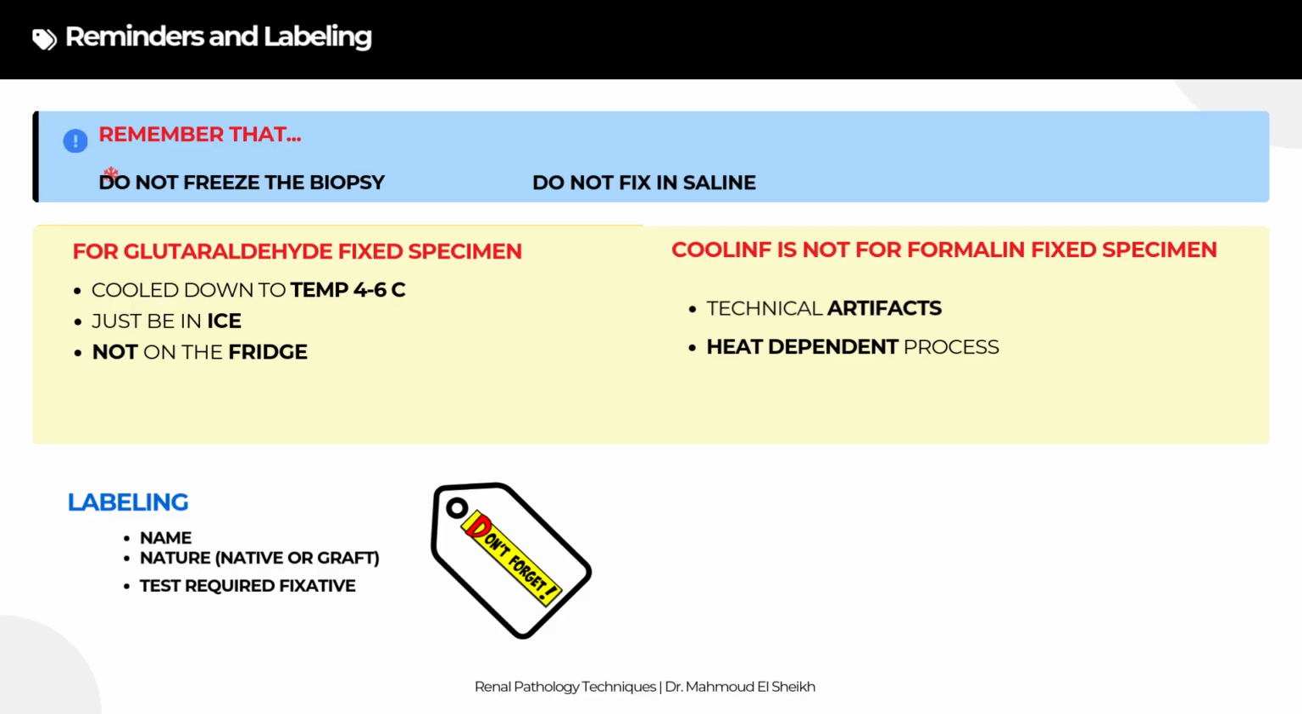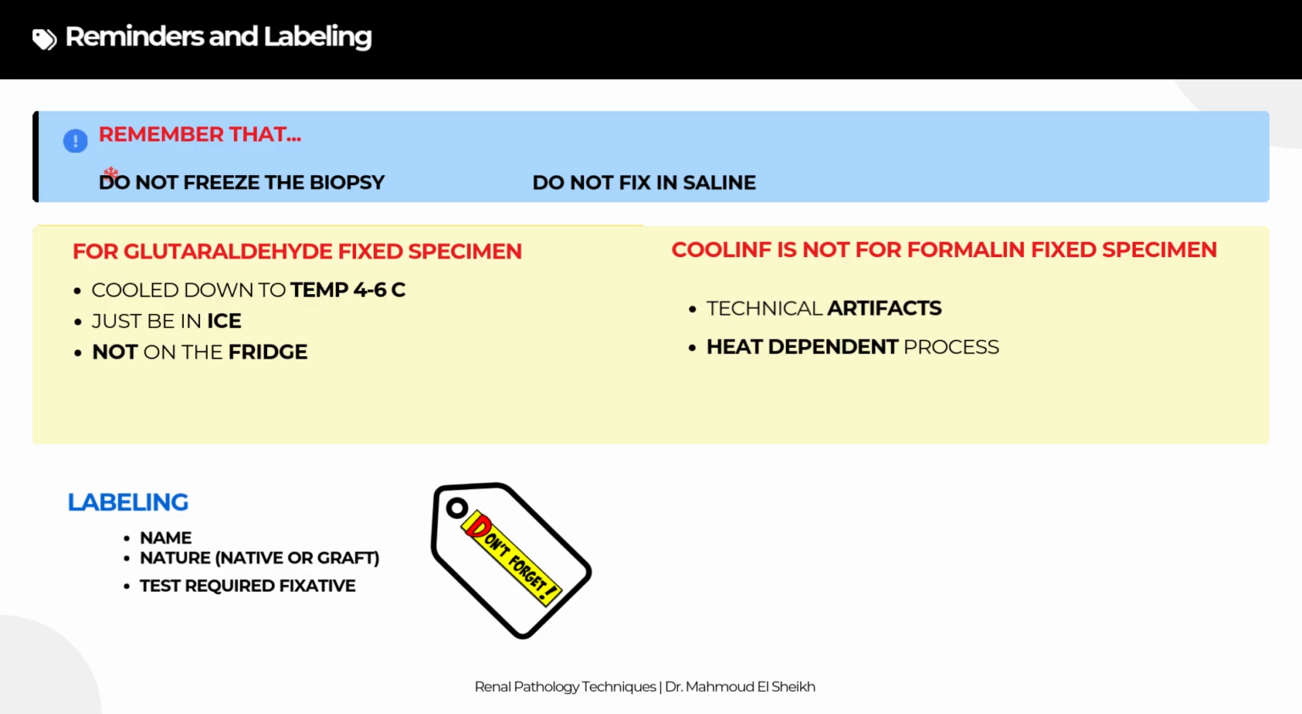Another important consideration is how the tissue is handled in terms of freezing and cooling. For specimens fixed in glutaraldehyde, freezing is not required. Instead, they should be placed in ice bags cooled to 4 to 6 degrees Celsius, but not stored in a refrigerator. In contrast, formalin-fixed specimens shouldn't be cooled, as fixation is a heat-dependent process, and lowering the temperature can lead to significant artifacts.